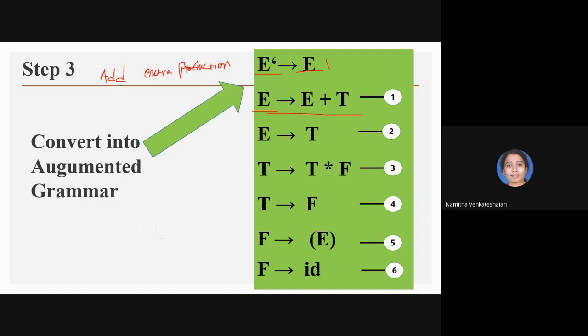Okay, next, let's just repeat whatever we studied till now. We studied step 1, rewriting and numbering. Step 2, finding first and follow. Step 3, adding the extra production. Before going to the next step, we should know 2 concepts. Which are those 2 concepts? Those 2 concepts are the item construction concept and the goto concept.